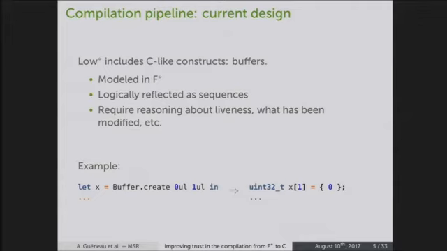Low-star includes some C-like constructs like buffers, which are modeled in F star against some model of the heap, and which is faithful to the C semantics. Their contents are reflected logically as sequences of their elements, and then to use them, people have to reason about the liveness of a buffer, which parts have been modified, which parts have not, and so on.